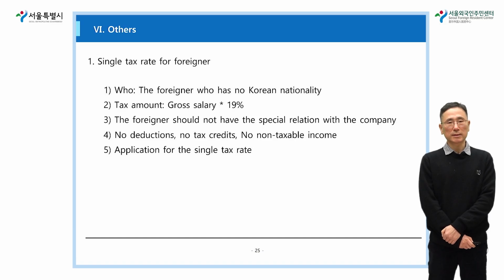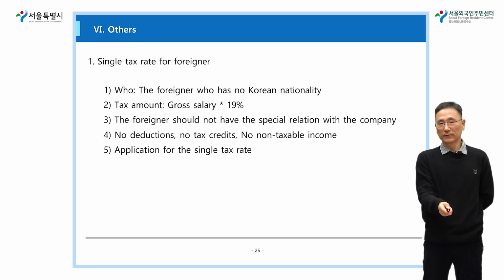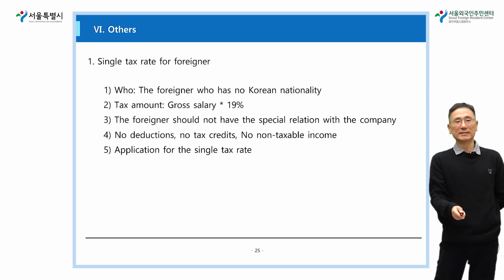Okay, next one is the others you need to consider. Well, there are three others from now on. One is the single tax rate for foreigners, and the income tax credits for foreign engineers. And the last one will be how to approach the Home Tax website. If you are a foreigner who has no Korean nationality, then you may apply this single tax rate.